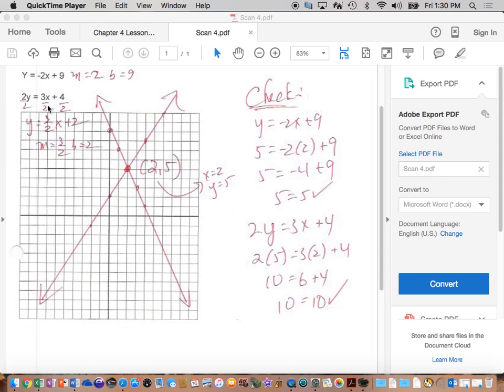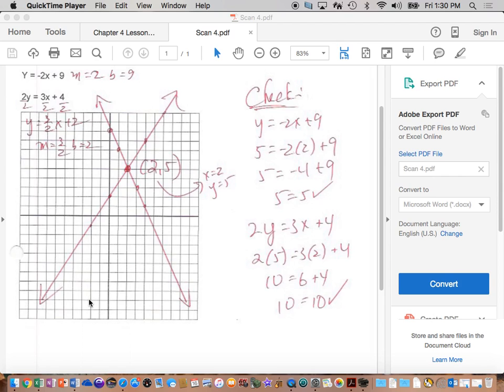3 over 2 is the slope. And then the y-intercept is going to be 4 divided by 2 is 2. So look on your paper. If you got this line right, your y-intercept has to be 2. And then the slope is up 3 over 2, up 3 over 2, up 3 over 2.